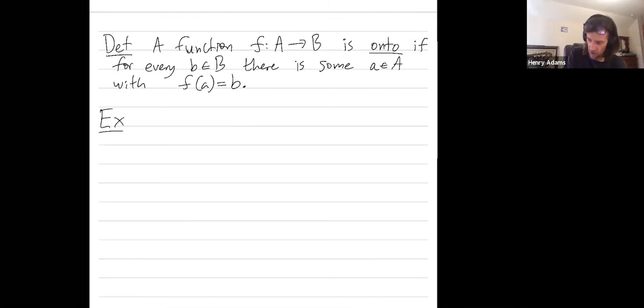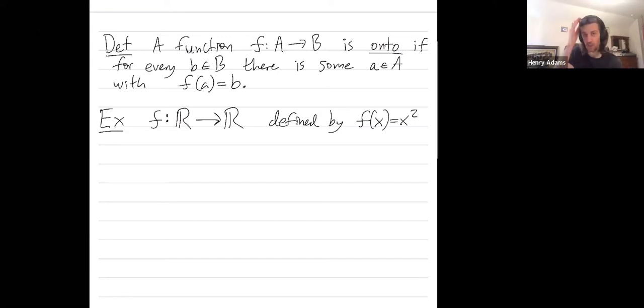I want to look at two examples. I want to look at this function that takes a real number and spits out another real number, defined by f of x is equal to x squared. Okay, so you can start thinking if you think that's onto or not.